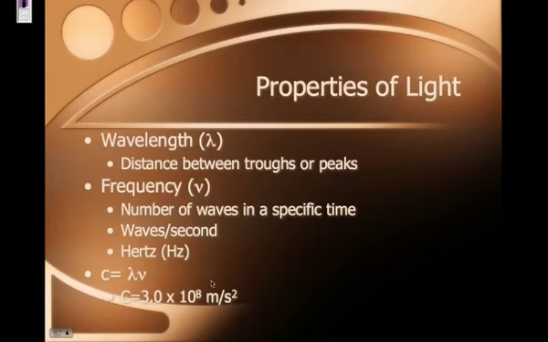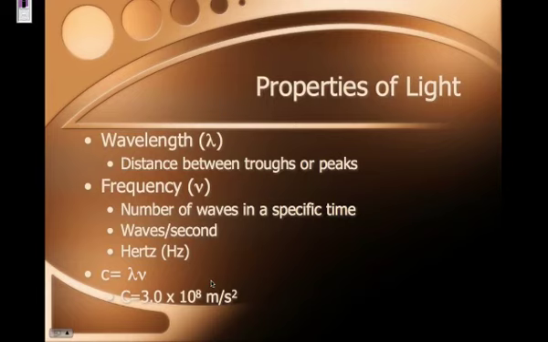So, properties of light. The wavelength is represented by the Greek letter lambda, which is that upside down Y-looking thing. And it's the distance between troughs, so from trough to trough or from peak to peak of a wave. The frequency is another Greek letter, but we're going to just call it V since it looks like a V. It's the number of waves in a specific time, so it's waves per second, and the unit for frequency is hertz. So seconds is in the denominator, and that would be a hertz.